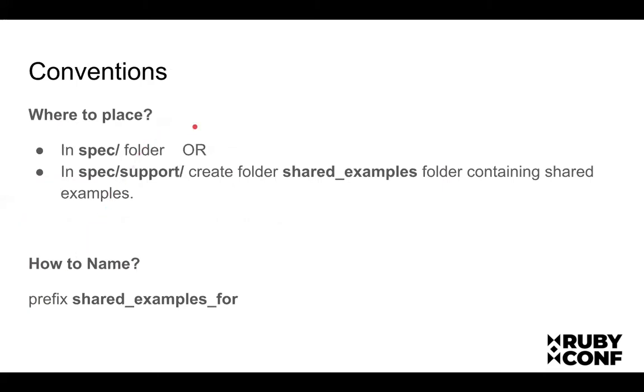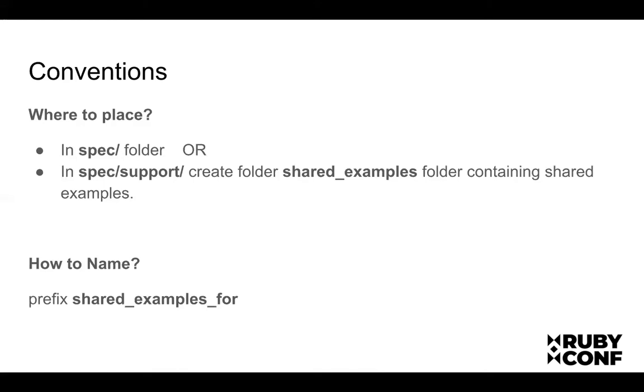So now let's talk about conventions. We know that RSpec has amazing features. We can share context or share examples, but where should I place these things? What is the best way to do that? People follow two approaches. The first one is they directly add the files in the spec folder and name them like shared_example_for, and then the model name, whatever they want.